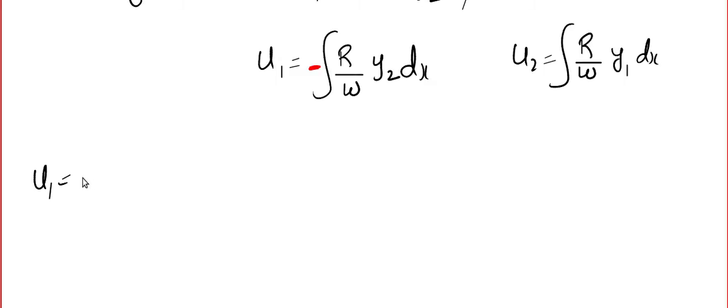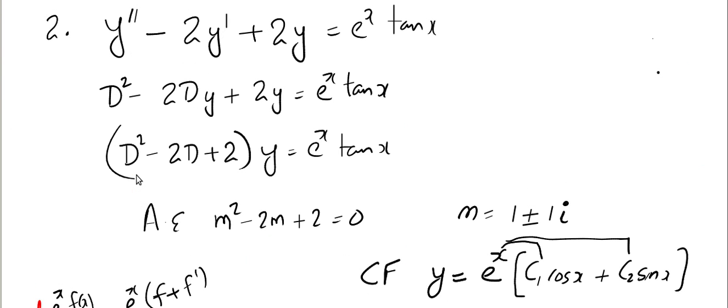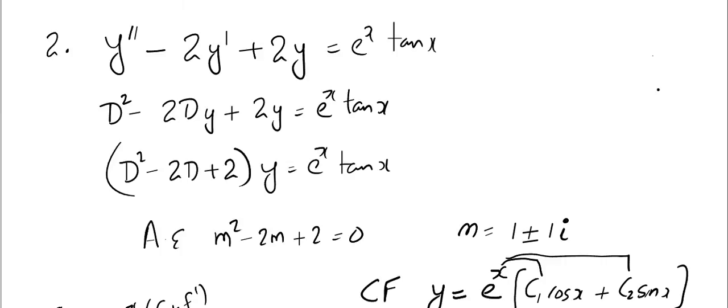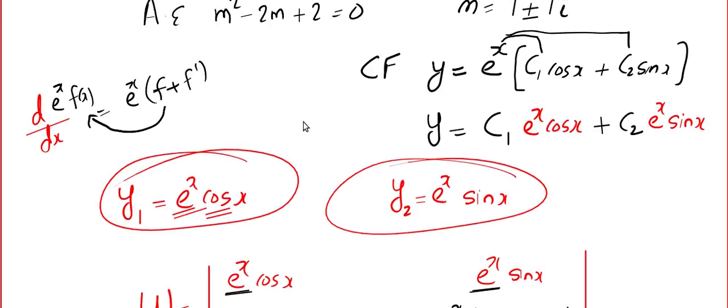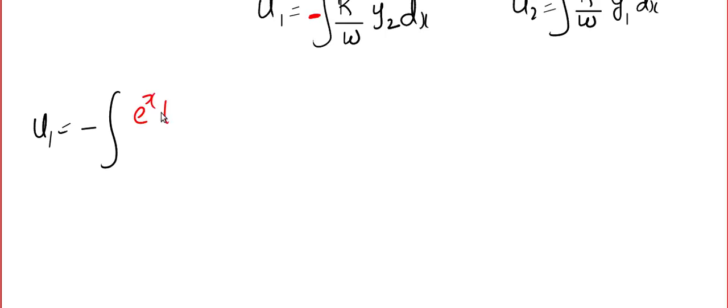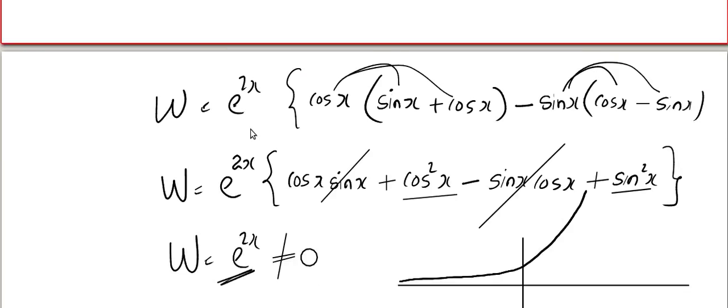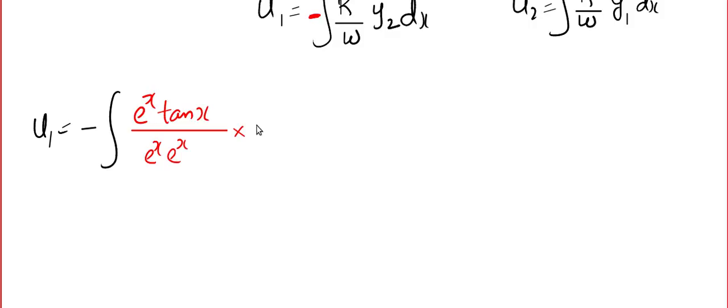Now let's calculate. So u1 equals minus, what is the right side? Wait a minute, I'll show you the right side. You might have forgotten the question. e power x tan x. So this is the right side, and this is our y1 and this is our y2. The right side is e to the power x tan x by Wronskian, which is e power x into e power x. You saw that this is the same as e power 2x. y2, what is y2? e power x into sin x dx. So this gets cancelled.